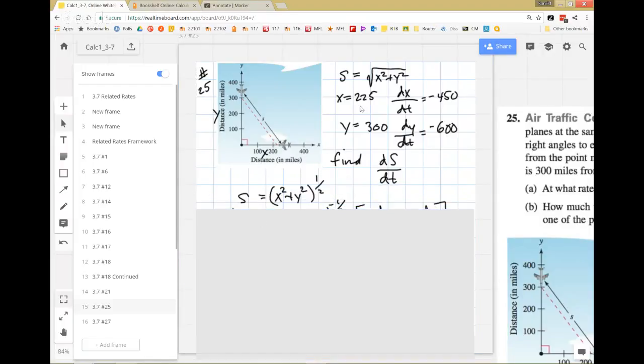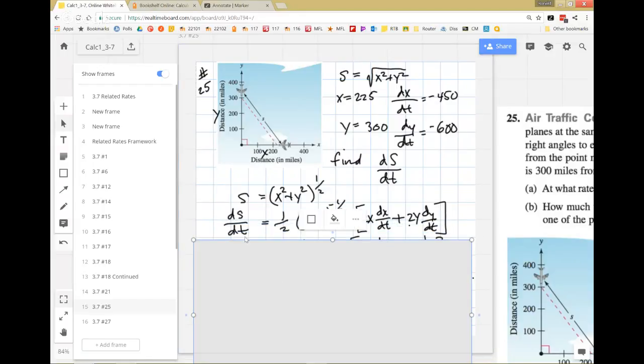So this equation up here, s equals the square root of x squared plus y squared, can be written this way. s equals x squared plus y squared to the 1/2 power. We're set. Take the derivative. ds dt equals power rule, 1/2 times x squared plus y squared to the negative 1/2. Chain rule, 2x, don't forget dx dt, plus 2y dy dt. And that's all being multiplied. That's why I put that in brackets.